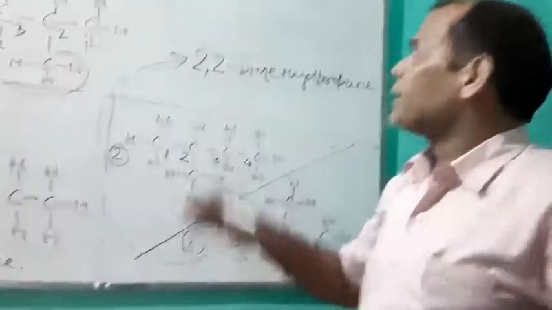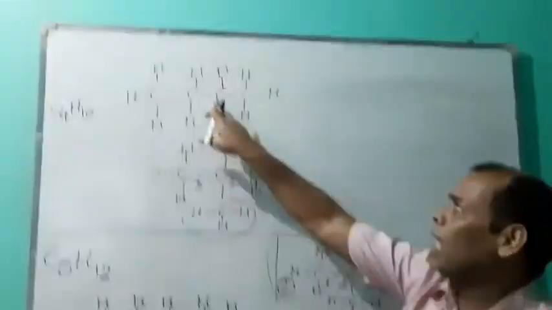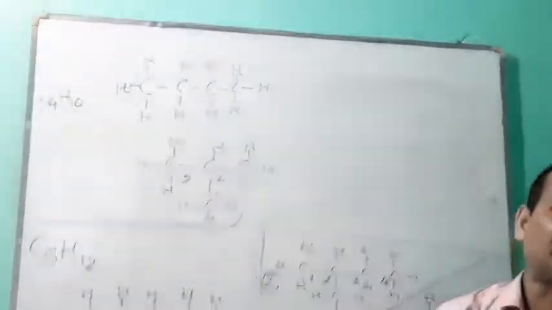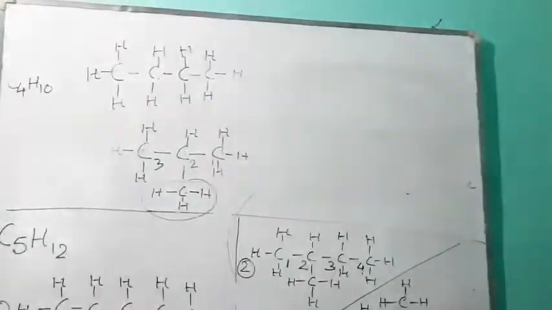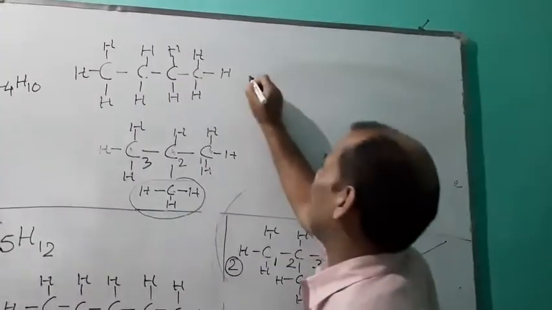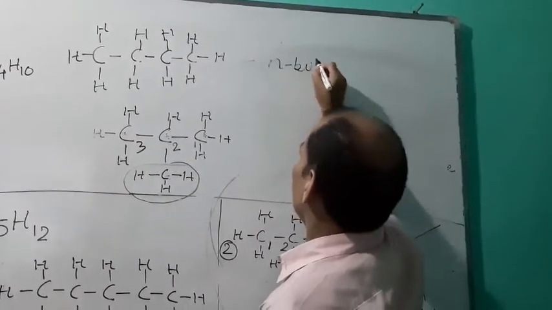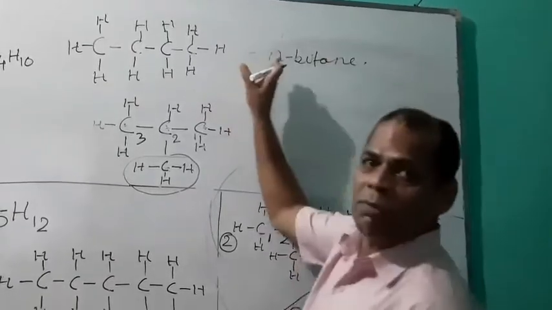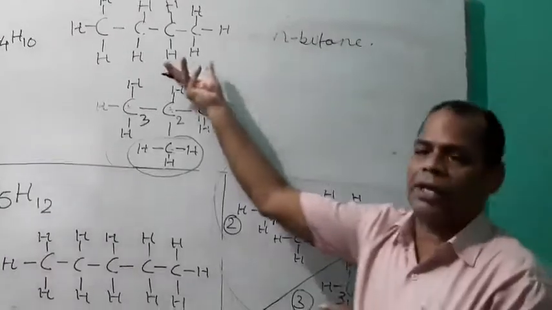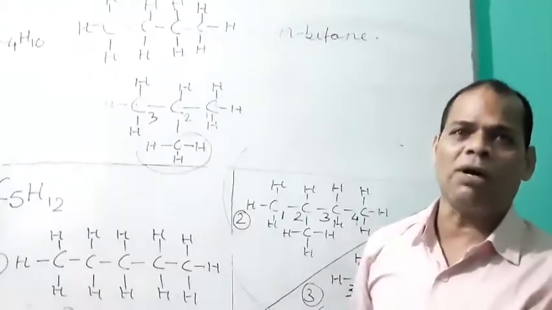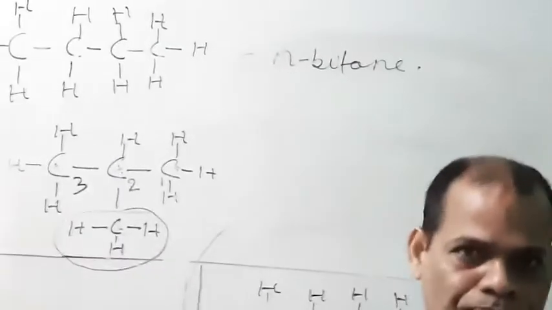So now let us talk about a few of the common names. When all carbons are connected in a straight chain, then we call it normal butane. Normal butane is the common name of this organic compound, when all carbons are in a straight chain.